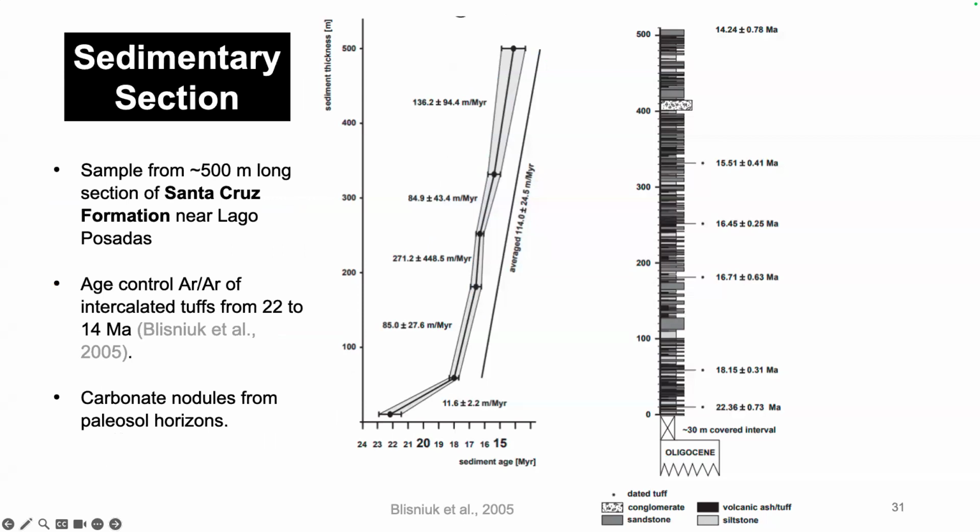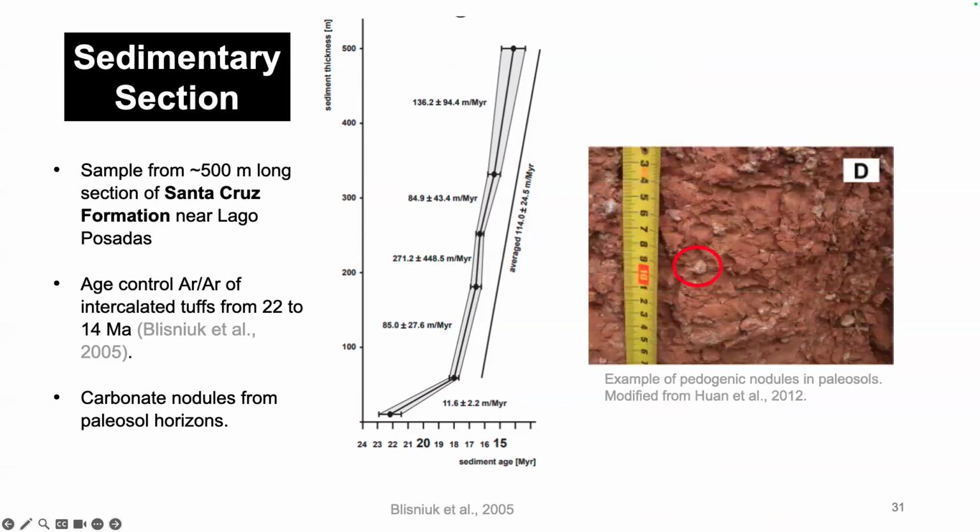Fieldwork was conducted on a 500-meter sedimentary section of the Santa Cruz Formation near Lago Posadas. Its chronology was established using argon-argon dating on intercalated volcanic layers, confirming the position between 22 and 14 million years. Collaborators collected carbonate nodules from paleosol horizons ranging from 5 millimeters to 3 centimeters in size. These nodules were ultrasonically cleaned, crushed, or drilled to obtain powder for isotopic analysis.